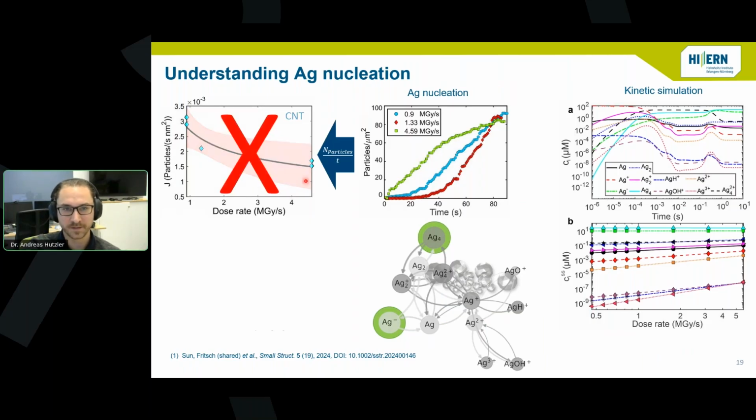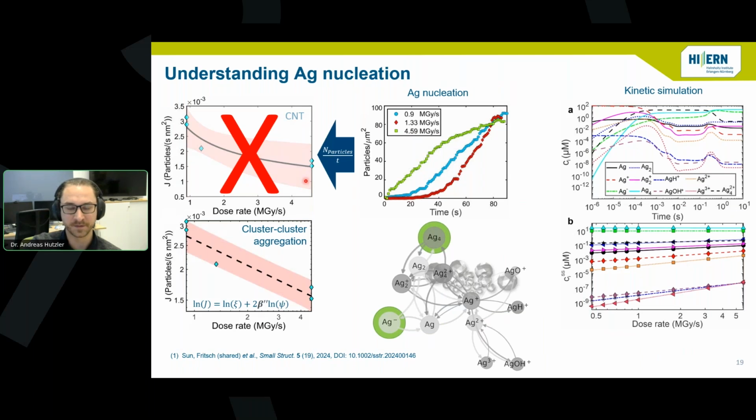So we thought about, okay, maybe it's a non-classical nucleation that we see here, and we thought about, okay, let's try this cluster aggregation model. But here we had another problem, namely that none of the species that we simulated were showing a negative slope over the dose rate, what we got from here. So this steady state did not work out.